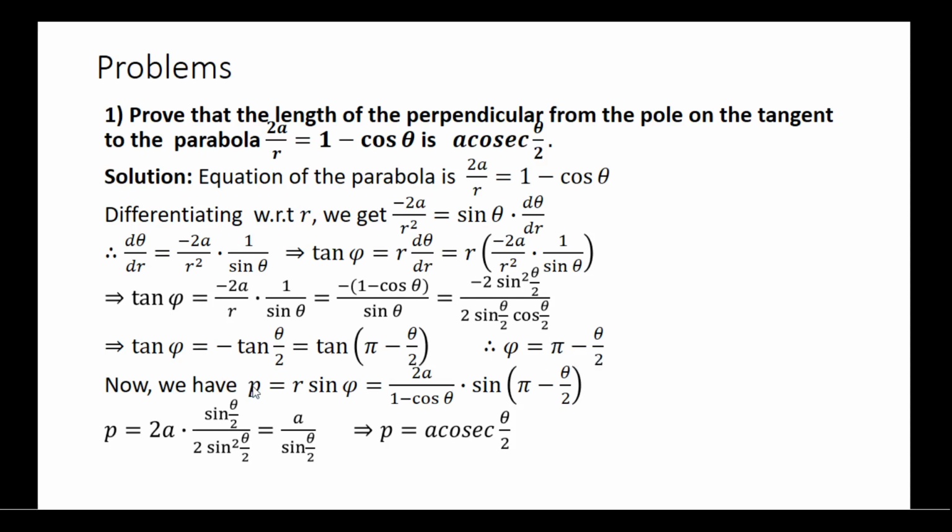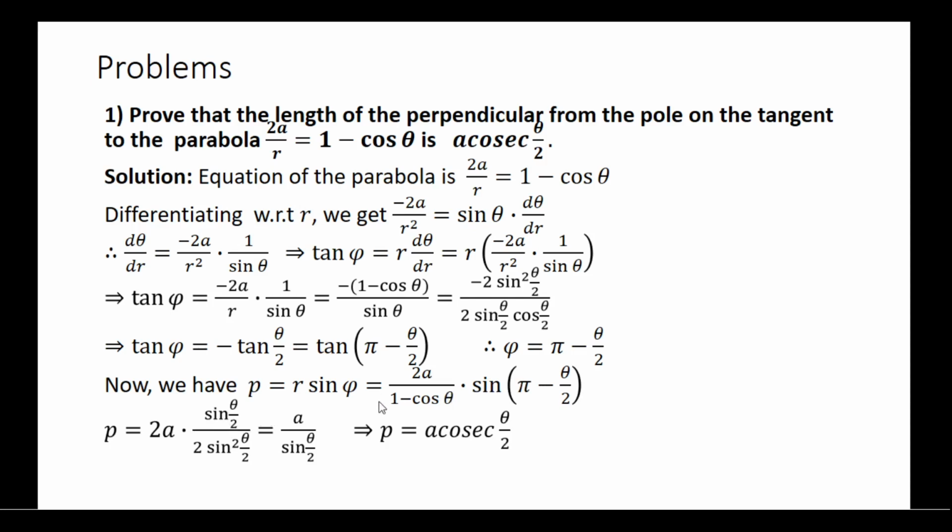Now we have the length of the perpendicular given by p equal to r sin phi. Which is equal to, what is r? From the given equation, cross multiply this. r is nothing but 2a divided by 1 minus cos theta, into sin of phi, whose value is pi minus theta by 2. So it's 2a divided by 1 minus cos theta into what is sin of pi minus theta by 2. This angle will be in the second quadrant. In the second quadrant, sin is positive. Therefore, it is just sin theta by 2. So you will have 2a into sin theta by 2.